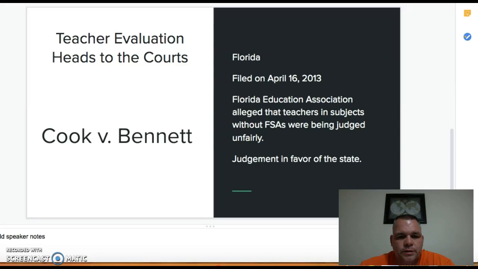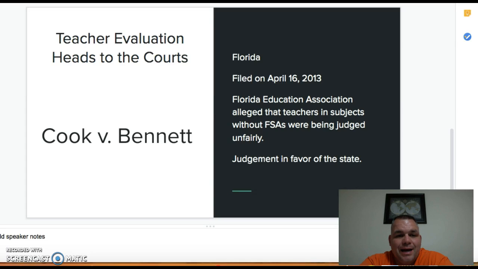The next article was Teacher Evaluation Heads to Courts. The court cases I chose were ones that I could have seen happen in my school district because there were some cases like this that I know about. This first one was in Florida, which is where I teach, and it was Cook versus Bennett, and it alleged that the teachers in subjects without FSAs were being judged unfairly, and the judgment was in favor of the state.